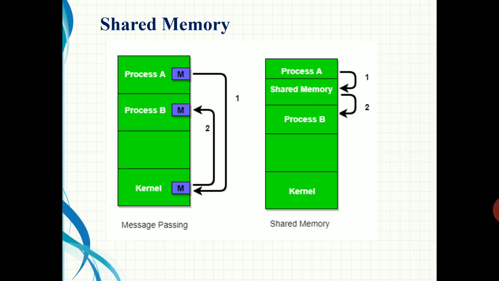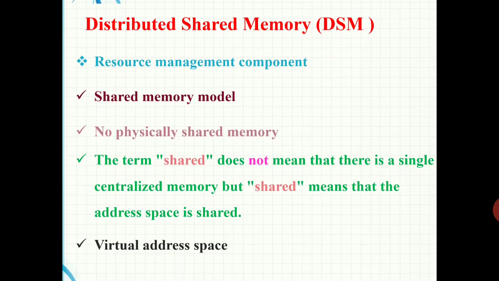That is about message passing. Then come to processes A and B. Here there is one common memory. There is a shared memory. Then if process A wants to communicate with process B, it will send that information to process B by using the shared memory.